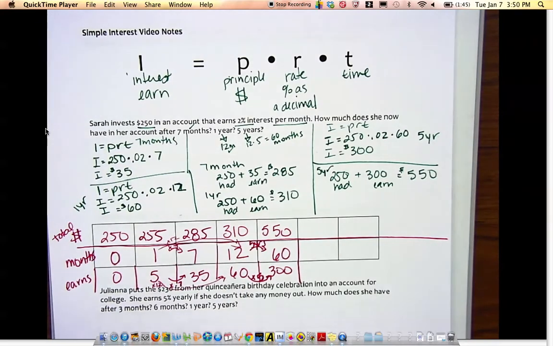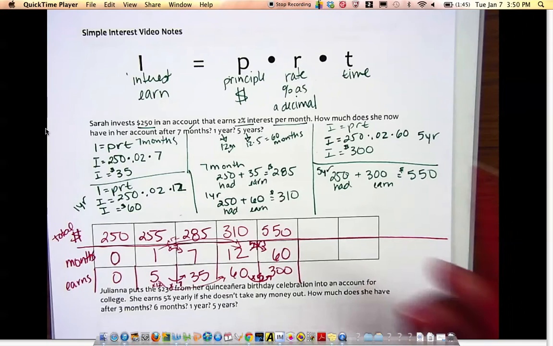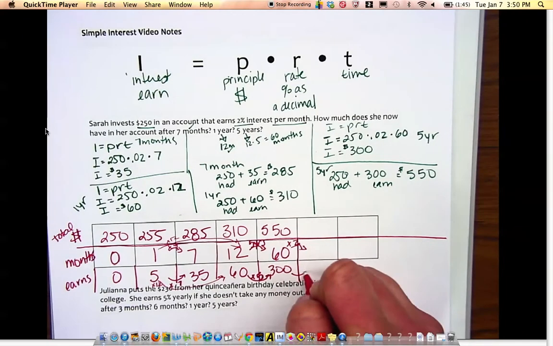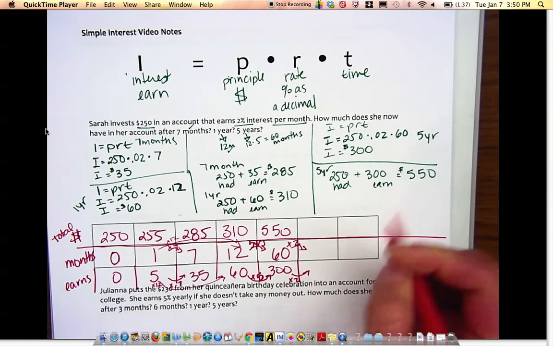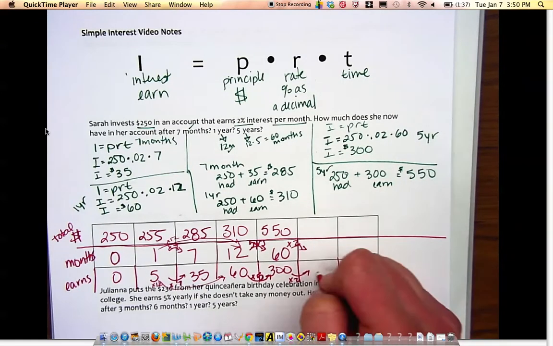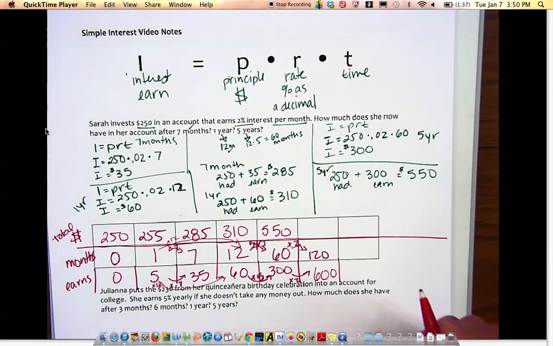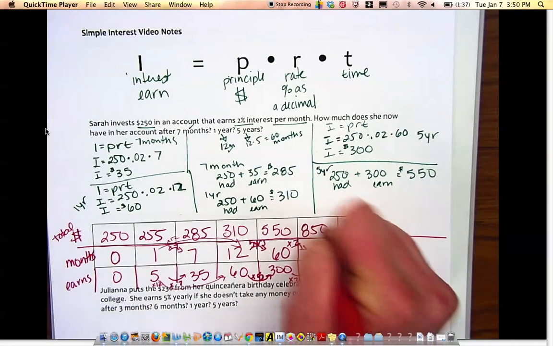All right, so this was 5 years. Maybe I want to do 10 years. So I can take my 5 years and multiply by 2. I know the question doesn't ask it, but if I wanted to find out. And so now I'm looking at $600, 120 months, so that's going to be 10 years. And add that to my original, she's at $850 in her account.